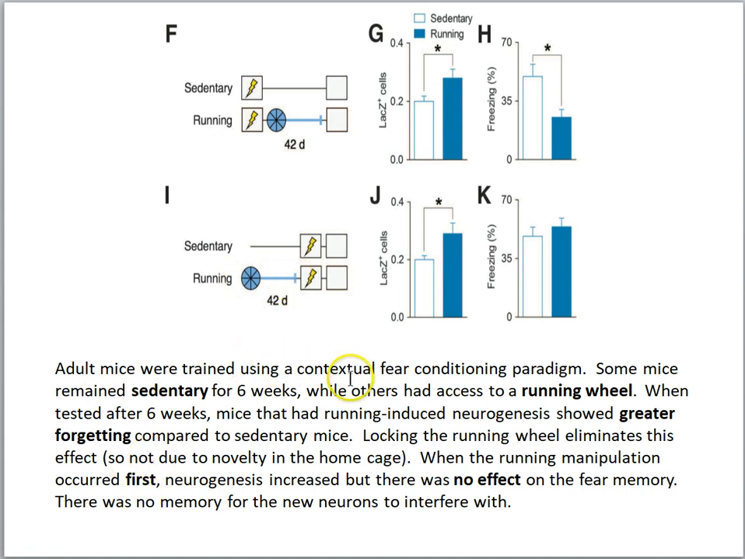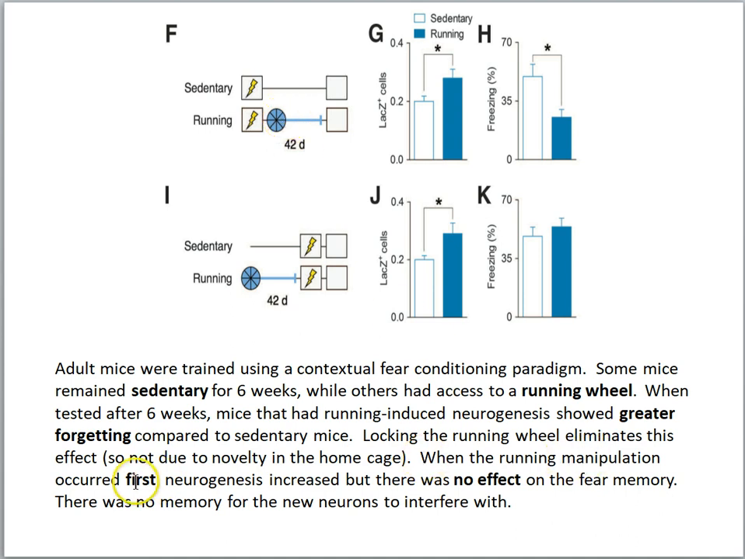So adult mice were trained using a contextual fear paradigm. Some mice remained sedentary for 6 weeks, while others had access to a running wheel. When tested after 6 weeks, mice that had running-induced neurogenesis showed greater forgetting compared to sedentary mice. That's up here. Locking the running wheel eliminates this effect, so it's not due to novelty. So if you lock the wheel, it abolishes that effect.